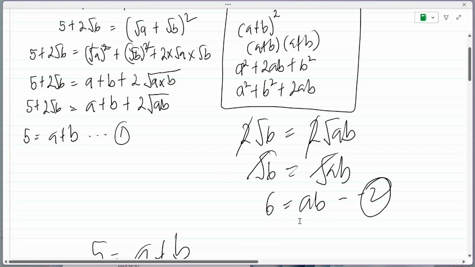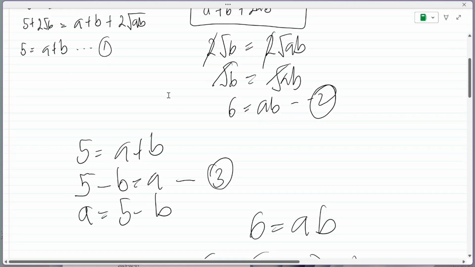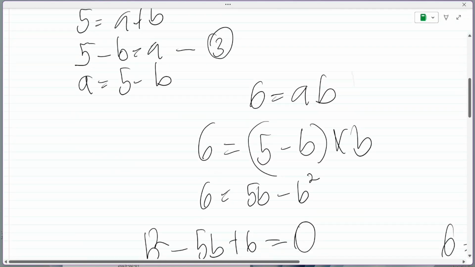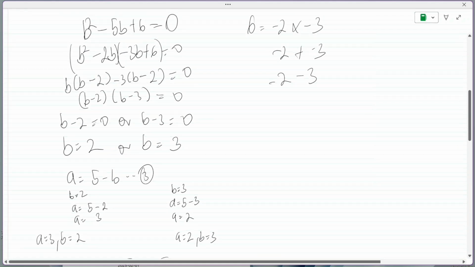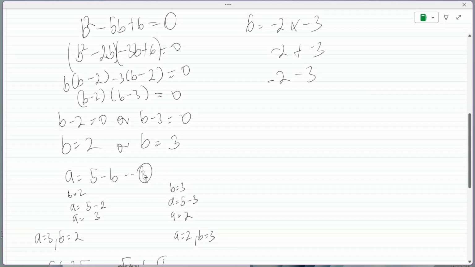When you know your 6 equals ab, that's your equation 2. This has now formed a simultaneous equation. And with the substitution method, by making a the subject of the formula in equation 1, you create equation 3, substitute it into equation 2, thereby getting a quadratic equation. You solve the quadratic equation to get the two values for b, then you substitute the numeric values for b into equation 3 to find the two values for a.